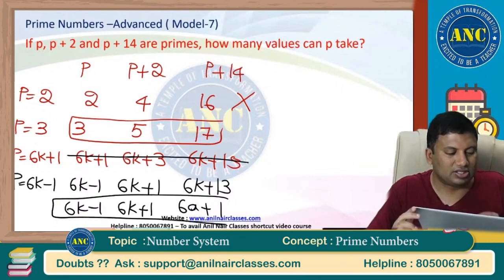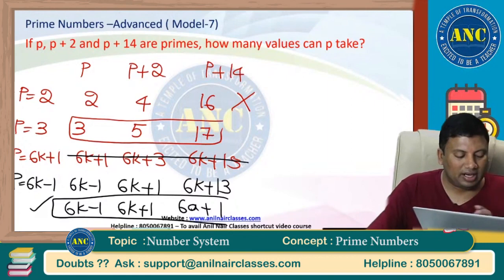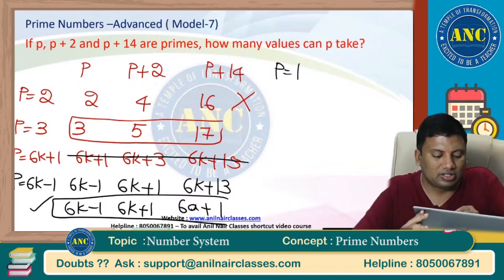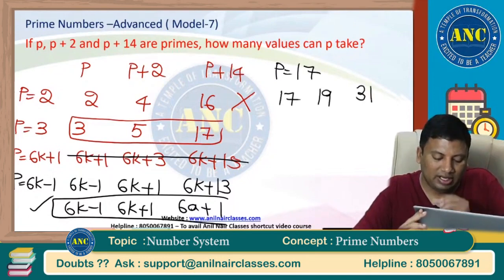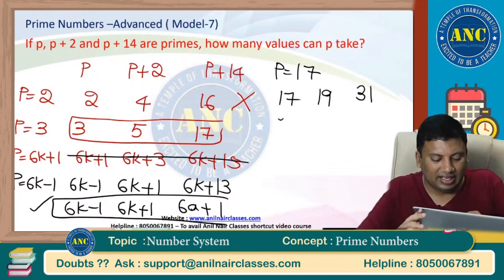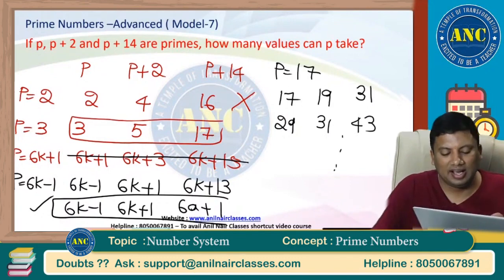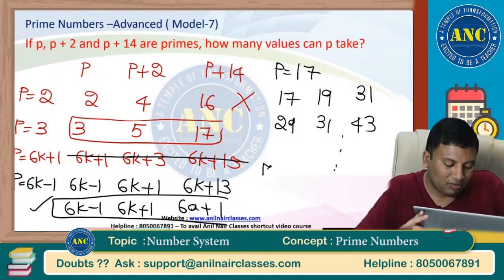Again the same case. There are a lot of prime numbers of the form 6k minus 1 which give the answer. Let us see. If P equivalent to 17, 17 plus 2 is 19, 17 plus 14 is 31. 17, 19, 31. This is the case. Suppose I take 29, 29 plus 2 is 31, 29 plus 14 is 43. This is another one. There exists more than one prime number which will satisfy this condition.